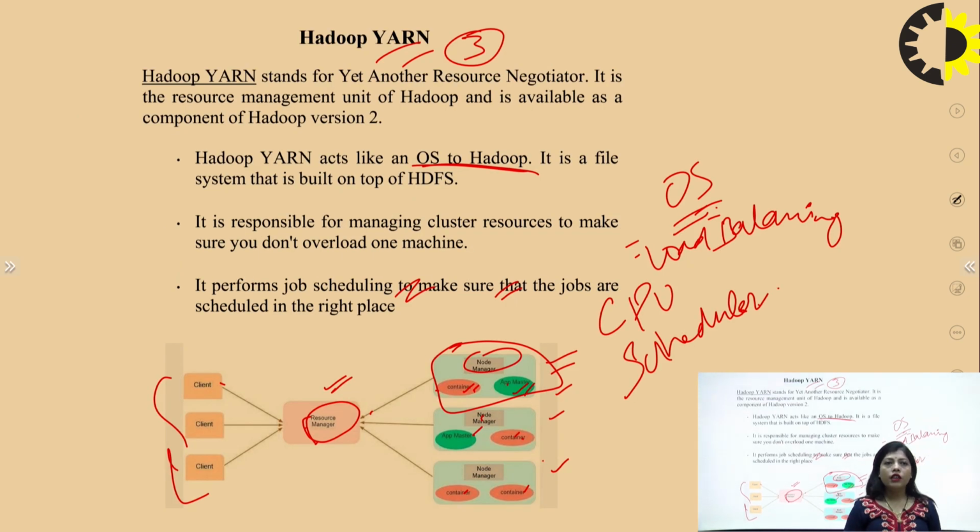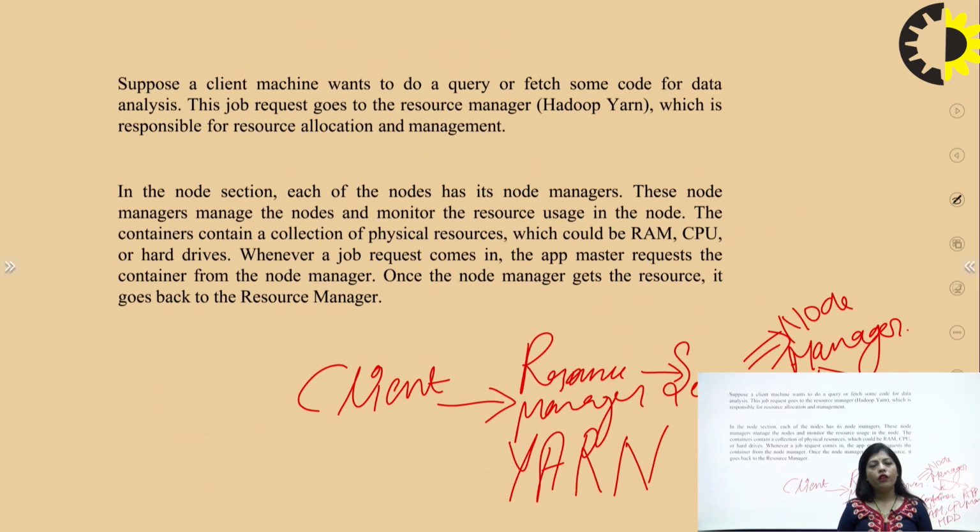And the third component is Hadoop YARN. Hadoop YARN is a resource management unit, and it works like an operating system for Hadoop. It works like an operating system which interacts with the user for any resources, for management, and for scheduling the job.